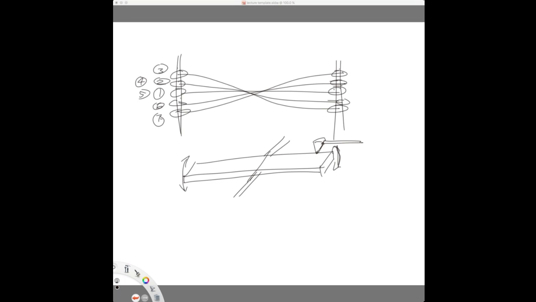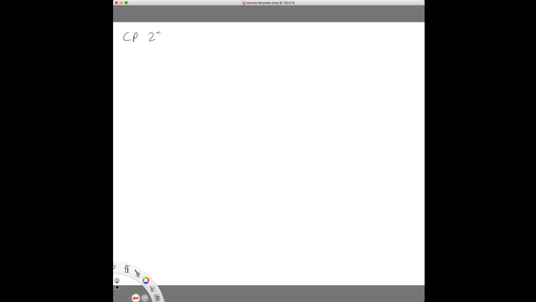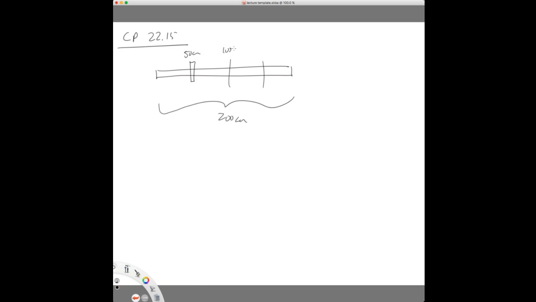Okay, so I wanted to look at a couple of problems in the book that relate to this idea. Let's open up College Physics, and we're going to do problem 22.15. It says we have a rod 200 centimeters long, clamped 50 centimeters from one end. So we have a rod, and its length is 200 centimeters. And then at the 50 centimeter mark, so I'm thinking this is 50 centimeters, 100 centimeters, 150, and 200, with 0 on the left.